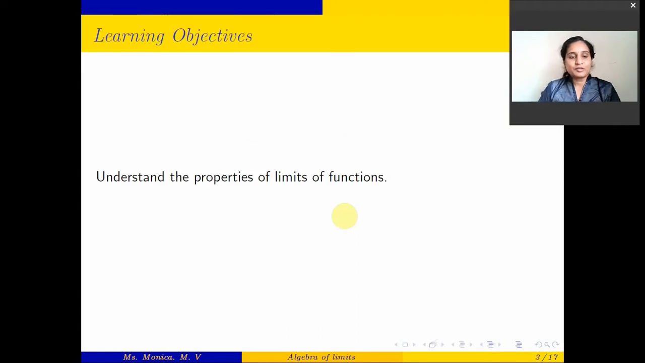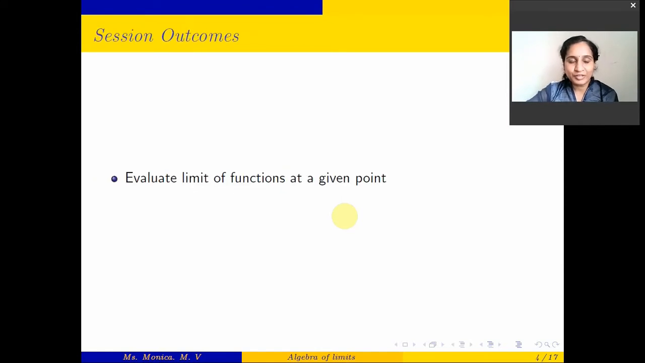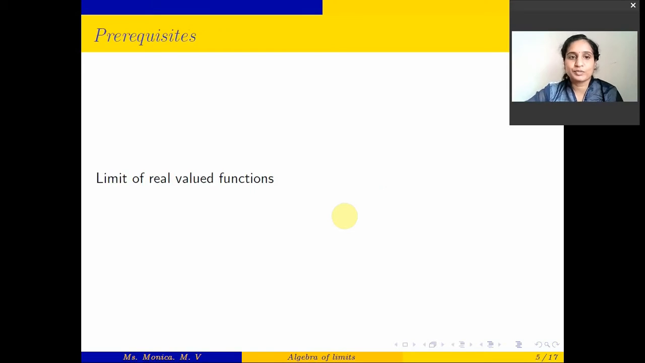So the objective of today's video is to understand the properties of limit of a function. And at the end of the video, you will be able to evaluate not only limit of a simple function but a limit of some bigger functions also. What you need to know? You need to know the definition of limit of real valued functions.